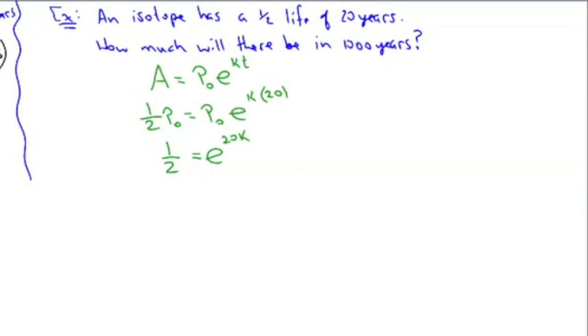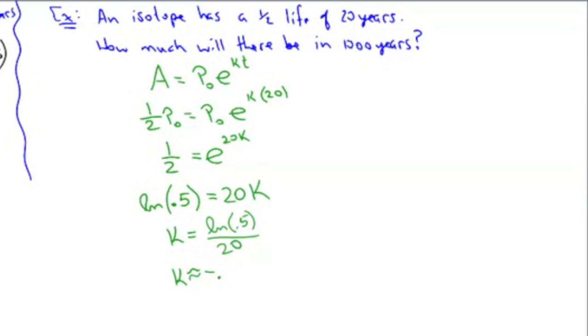What do you do to both sides? ln it. So you're going to get ln of a half, or 0.5 if you want to write it that way, is equal to 20k. Remember when ln and e run into each other, they go poof. And you solve for k, and you get k equals ln of a half divided by 20. Negative 0.0346. At least 4 decimal places, unless you're one of those perfectionists that use every single decimal that they see on their calculator.